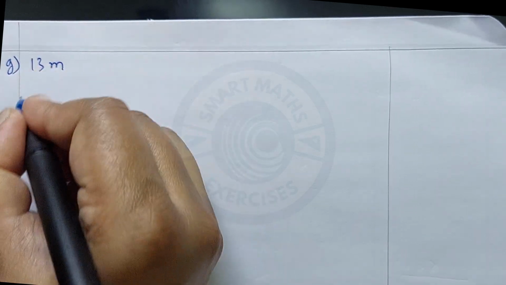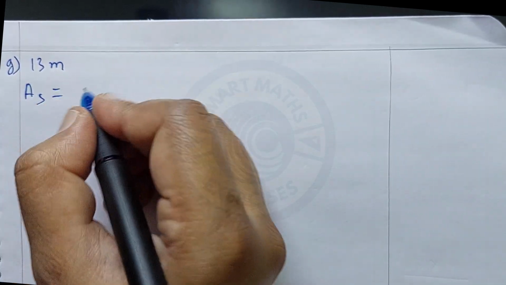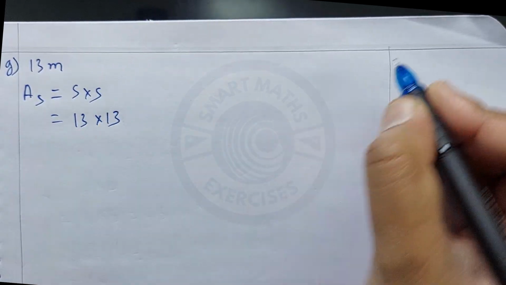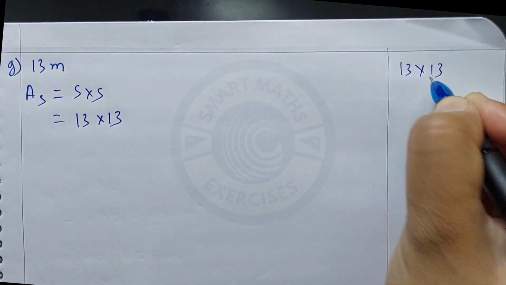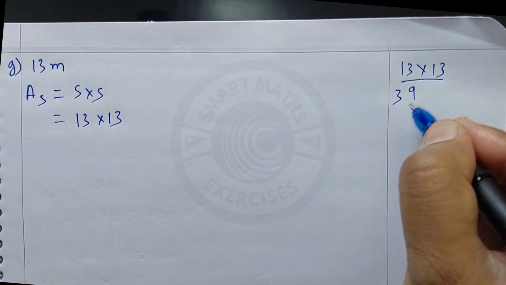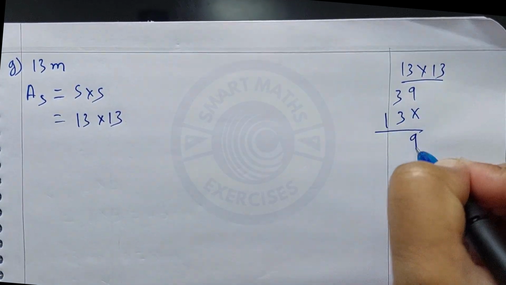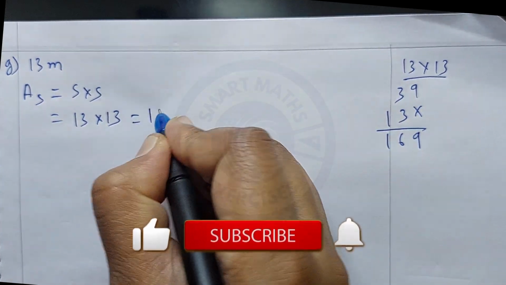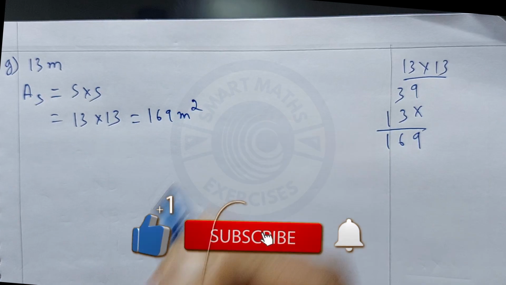Next question G. 13 m. Area of square equals side into side equals 13 into 13. Multiply 13 into 13. 3 3s are 9. 3 1s are 3, 1 3s are 3. 1 1s are 1. 9. 3 plus 3, 6. 1. So answer is 169 meter square.